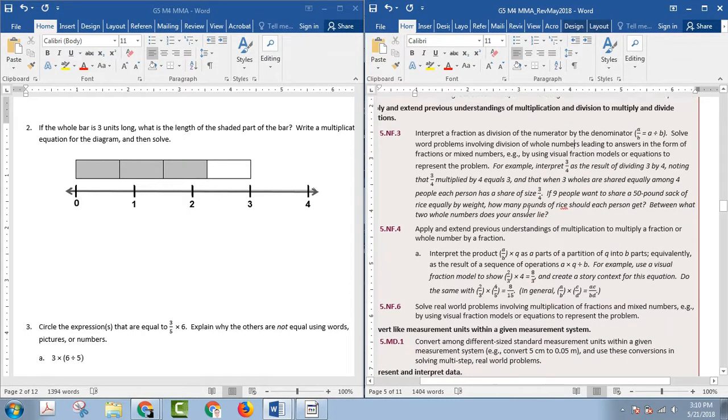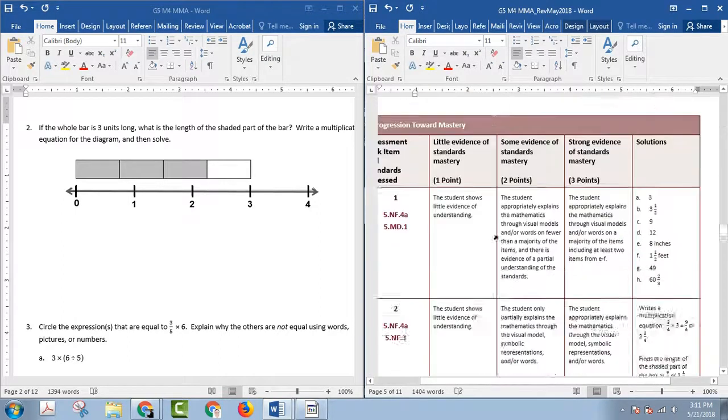Okay, and then 4NF is interpreting the product of A over B times Q as A parts of a partition of Q into B parts, or equivalently as the result of a sequence of operations: A times Q divided by B. All right, so we're interpreting fractions as division problems. That's what we're doing, trying to visualize that and interpret it.